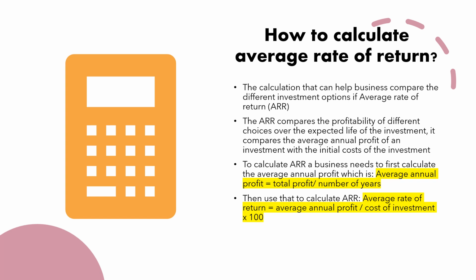The average rate of return compares the profitability of different choices over the expected life of the investment. It compares the average annual profit of an investment with the initial cost of the investment. So in order to calculate the average rate of return, a business needs to first calculate the average annual profit, which is total profit divided by number of years. Then using that, they can calculate the average rate of return, which is average annual profit divided by the cost of investment times by 100.